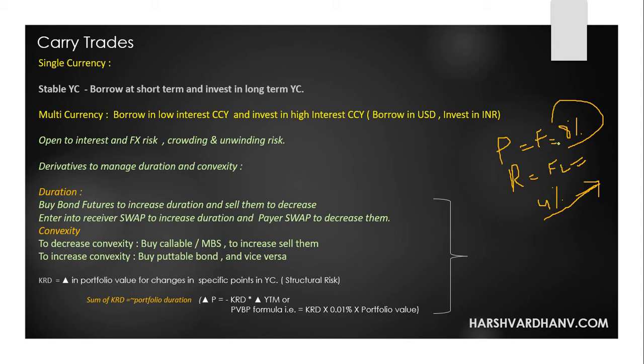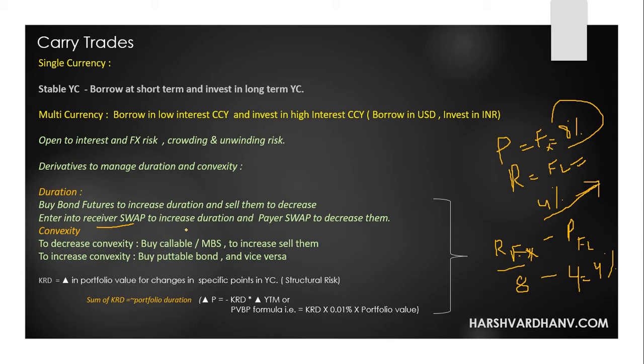Now, over here, if you see, the fixed leg will always have a duration which is greater than the floating leg. So, if you enter into a receiver swap, it means you receive fixed and pay floating. So when you're receiving fixed, you're receiving 8, you're paying floating, you're paying 4. Your duration is increased.